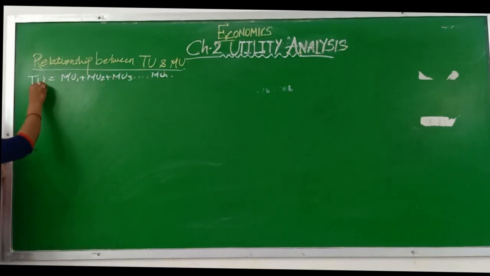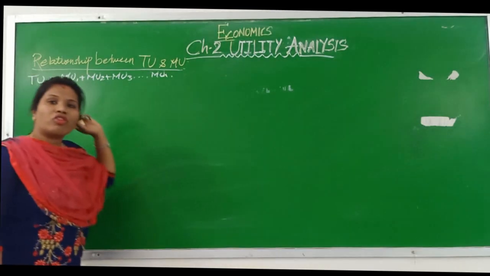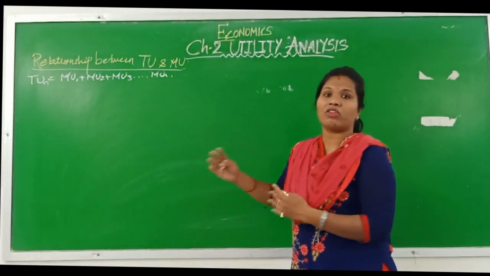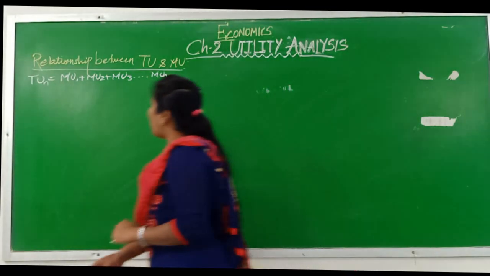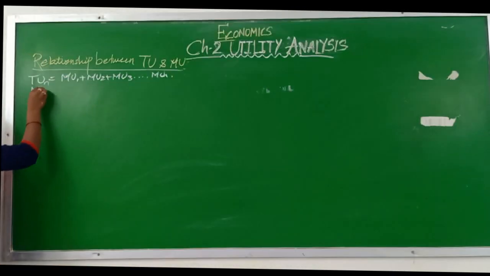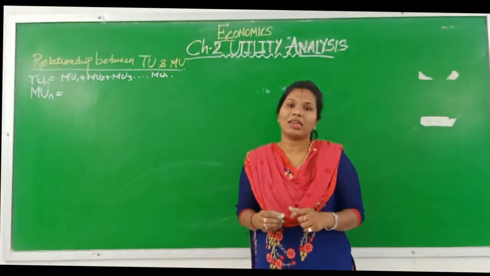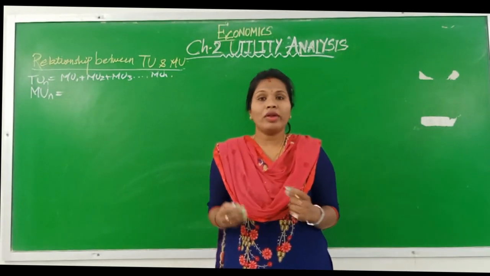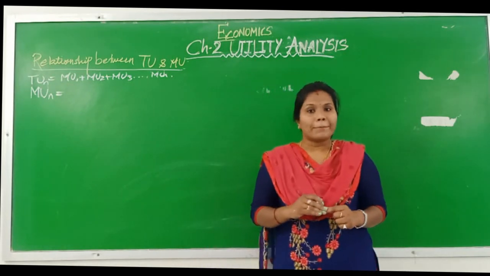That means total utility of n number of units equals marginal utility 1 plus marginal utility 2 plus marginal utility 3 till marginal utility n, where n is the number of units asked. What is marginal utility? Marginal utility n is nothing but the additional utility derived by one more increase in the stock of the commodity. That means an additional utility is derived when one more unit has been added. How much is derived? That is marginal utility.